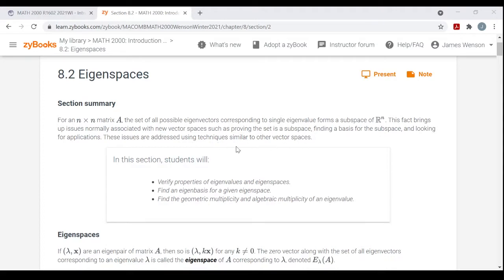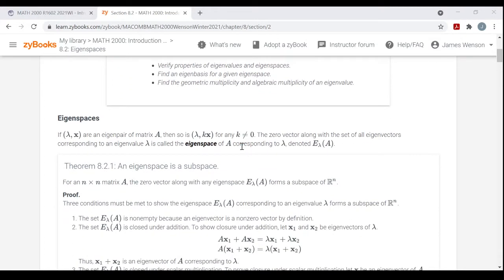All right, great. So they give us here the definition of an eigenspace. So if the pair, lambda and a vector x are an eigenpair of matrix A, remember eigenpair? Well then, and this was mentioned in section 8.1 as well, so is lambda and the vector k times x, where k is any non-zero scalar.